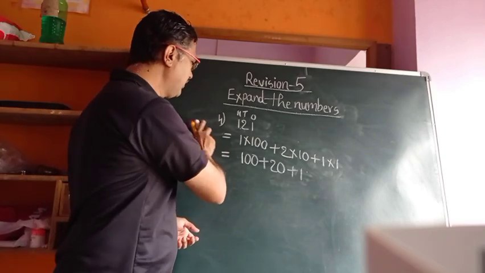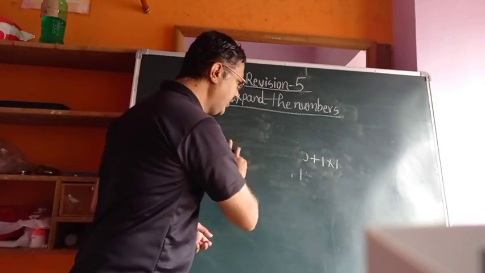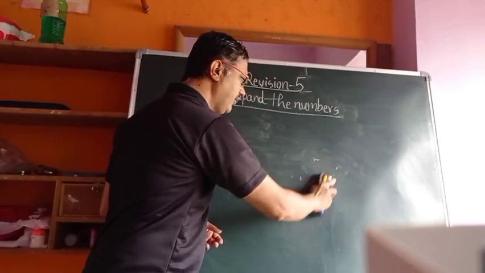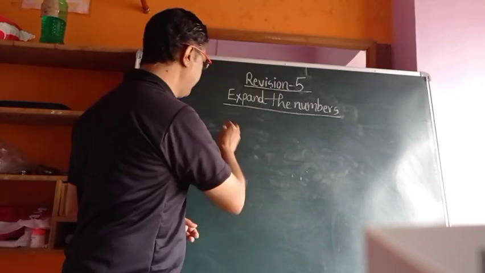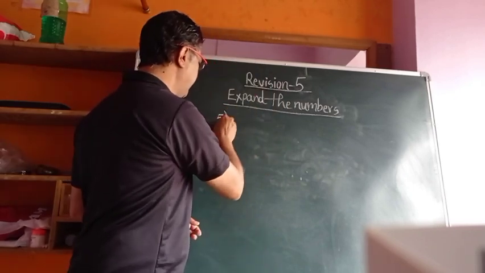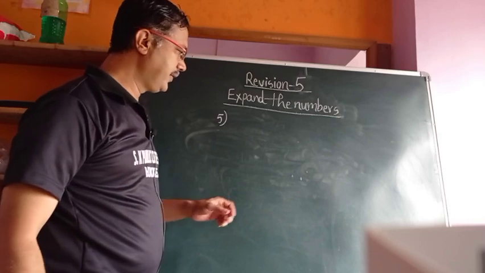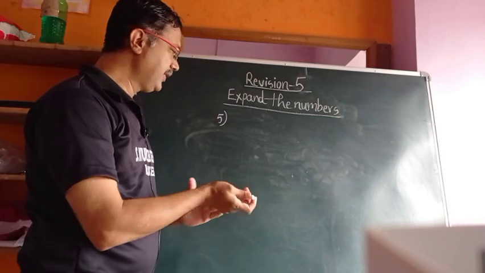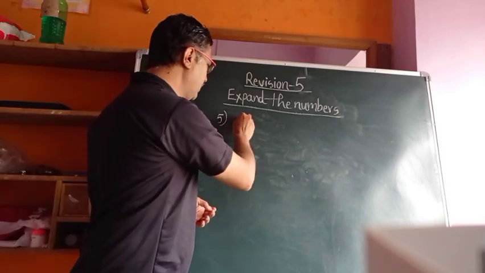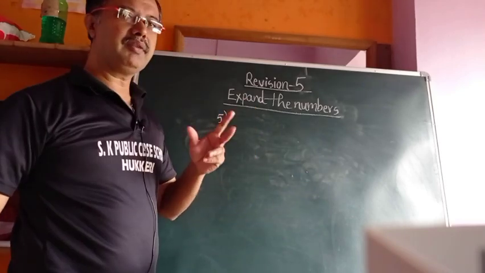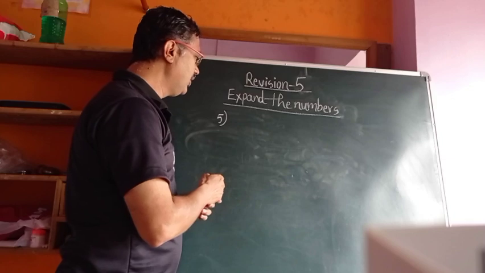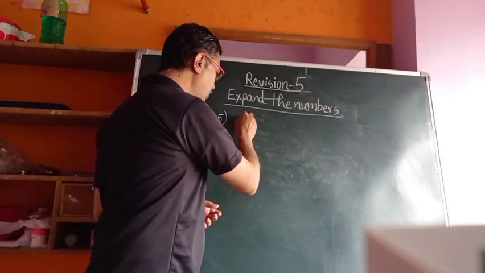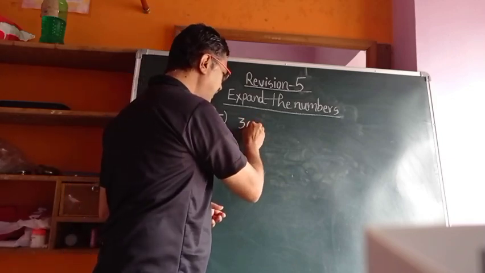Now next number, fifth one. When 0 will come, that time what we have to do, I will take 305.